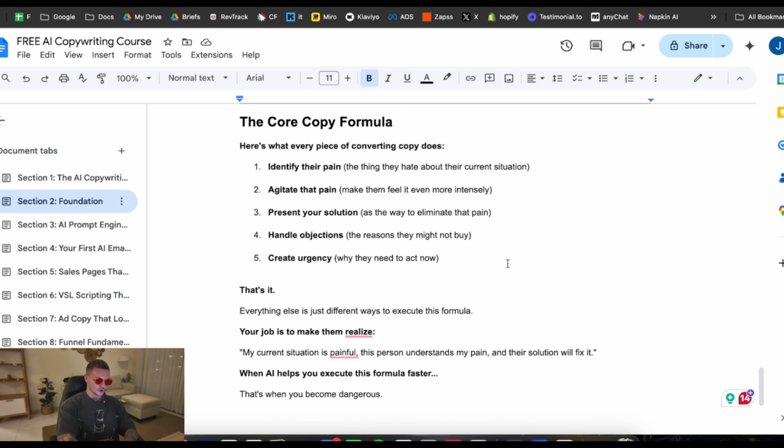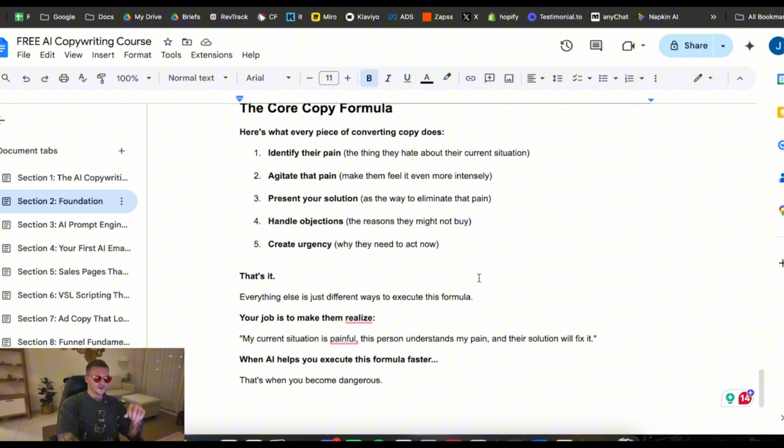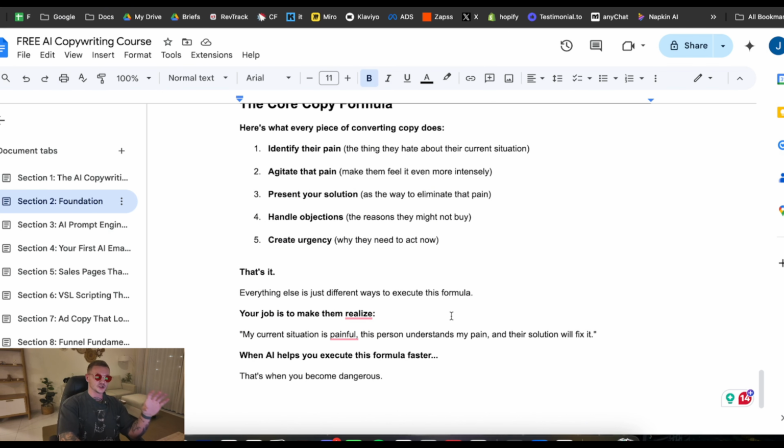So, the core copy formula. Identify their pain, the thing that they hate about their current situation. You agitate that pain, make them feel it very intensely. You want to present your solution as the ultimate way to eliminate their pain. You want to handle their objections, so any reason they might not buy, tell them why that's just false and it's not a reason not to buy, and then create urgency for why they need to act. That's it. Everything else is just different ways to execute this formula.